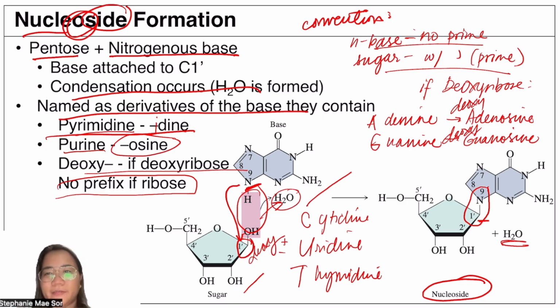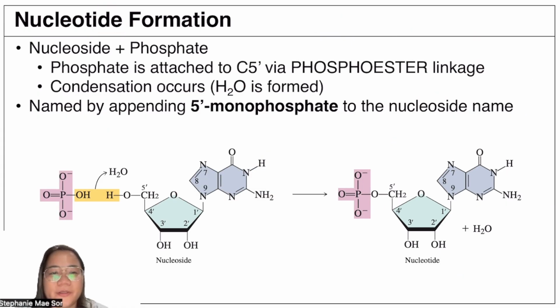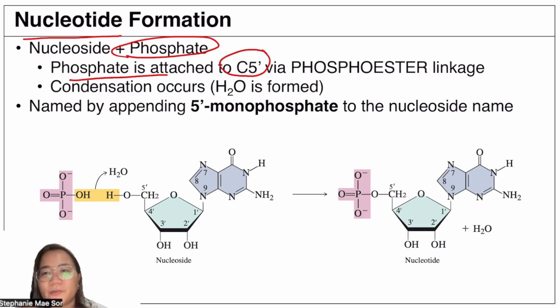So, after you add the pentose sugar plus the nitrogenous base, syempre may kulang pang isa, which is your phosphate group. So, dun tayo sa phosphate group. How do you add it? You add it during nucleotide formation by attaching the phosphate to the C5' molecule on the sugar. Kasi nga, di ba sabi natin, your phosphate group and the nitrogenous base are both attached to the sugar. So, sa C1' ang naka-attach is the nitrogenous base. Sa C5' ang naka-attach is your phosphate.